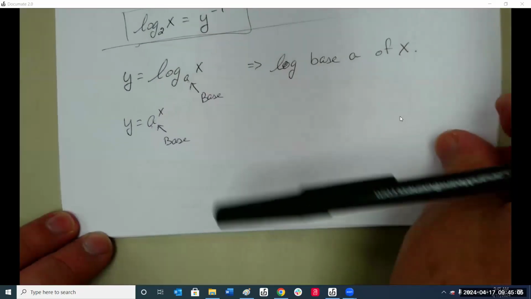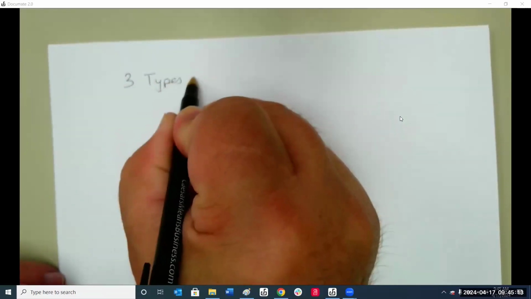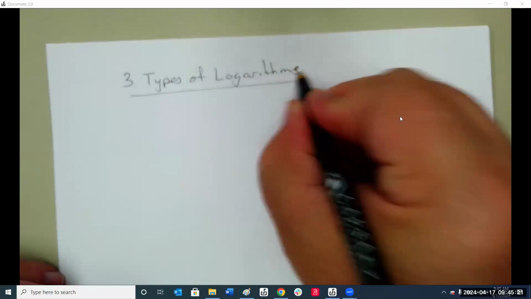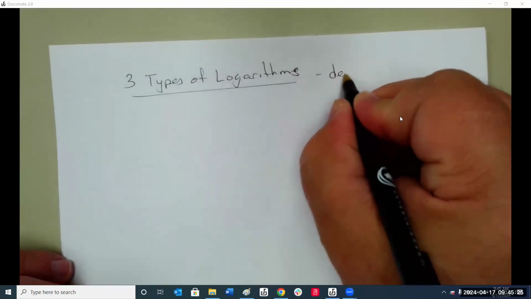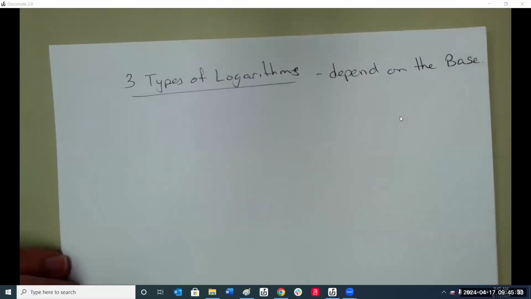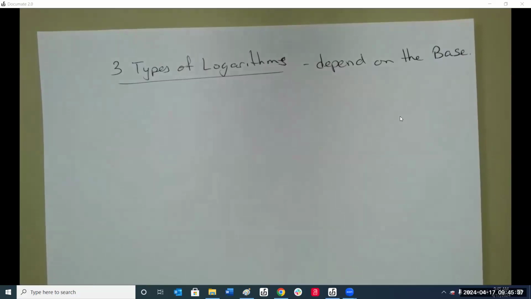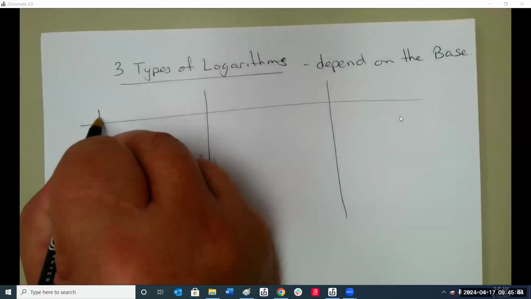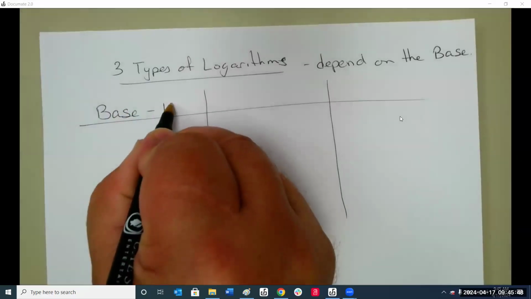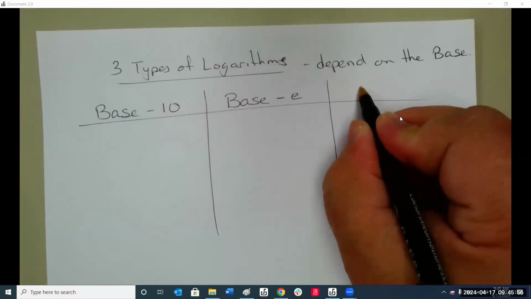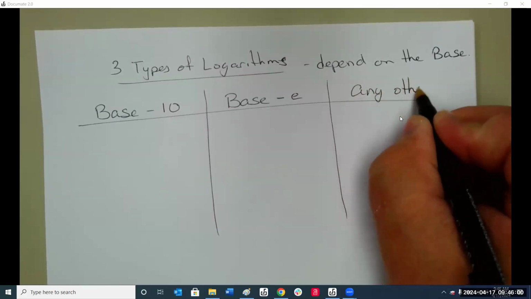We have three types of logarithms. They depend on the base: if it's base 10, if it's base E, or any other base.